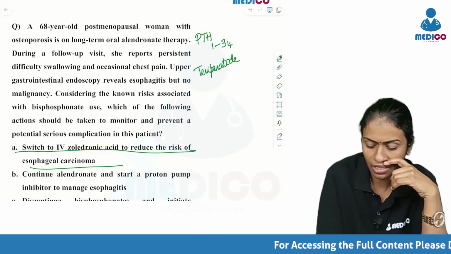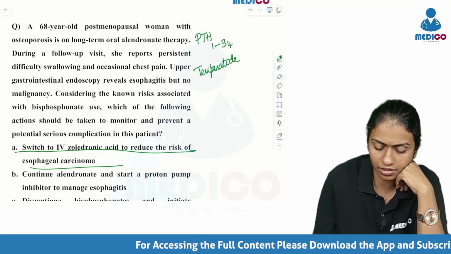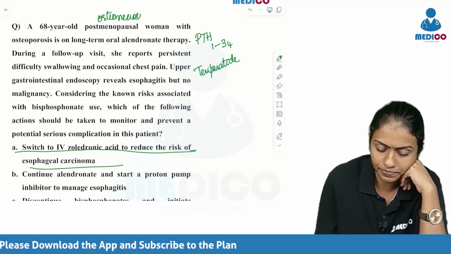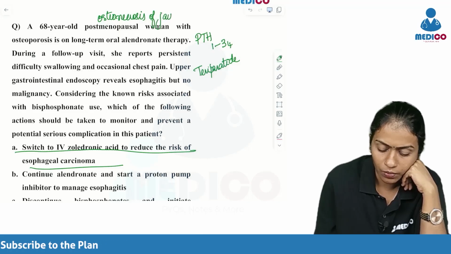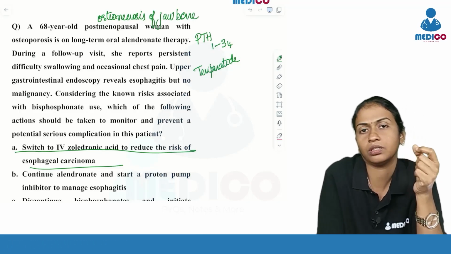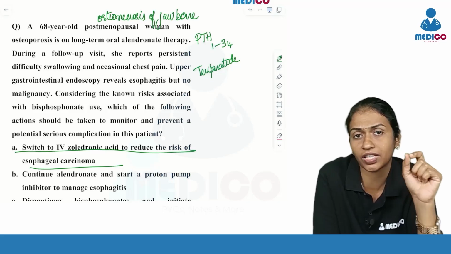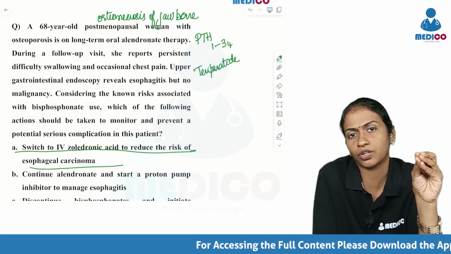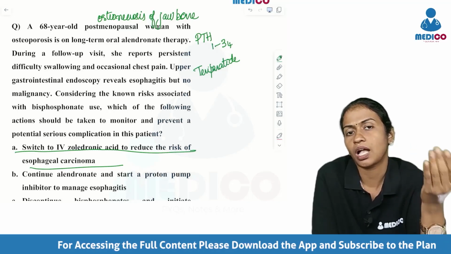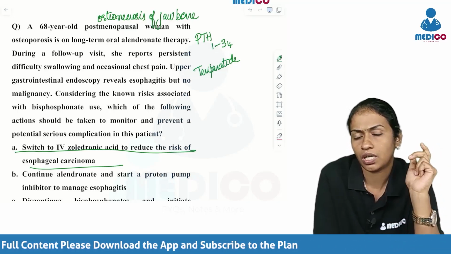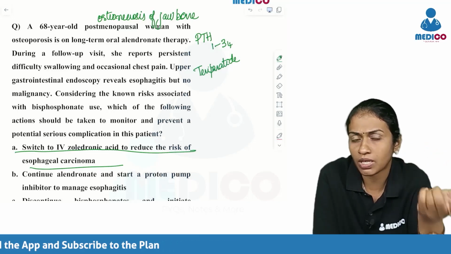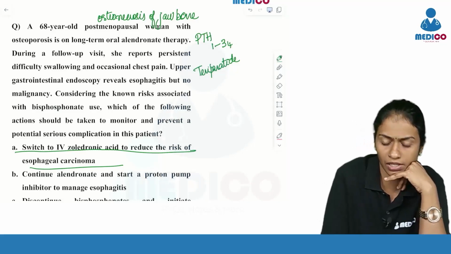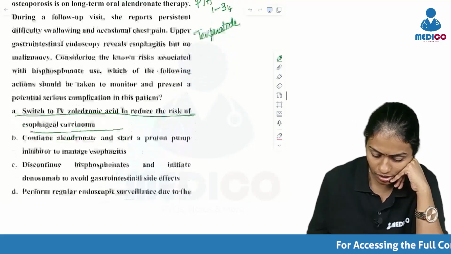With bisphosphonates, another side effect that is characteristic is osteonecrosis of the jawbone, because of which we prefer doing regular dental checkups when the patient is on bisphosphonates. But still, bisphosphonates are the drug of choice for postmenopausal osteoporosis. And then comes your recombinant parathormone. Then you have denosumab, which is a monoclonal antibody. Then you have SERMs like raloxifene, which is again useful for postmenopausal osteoporosis.